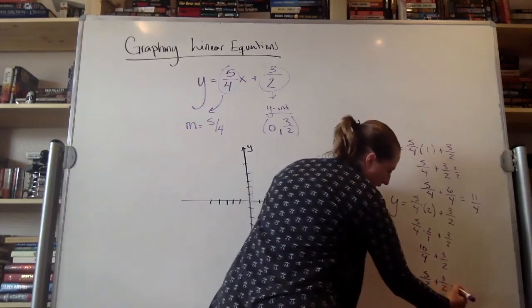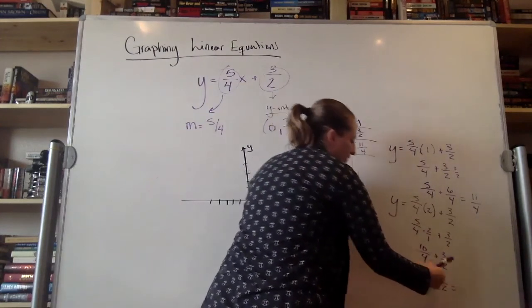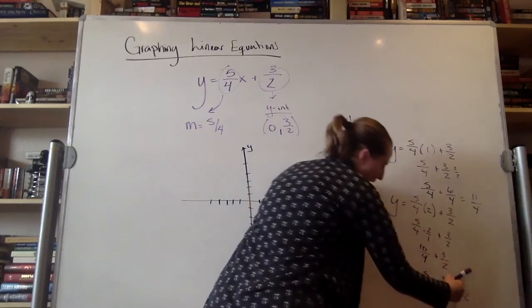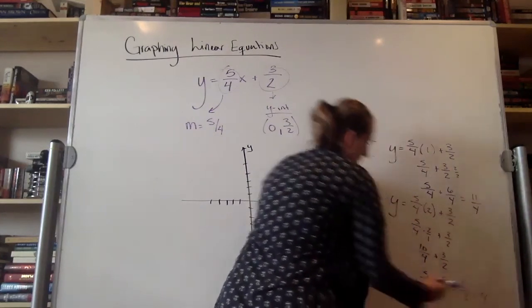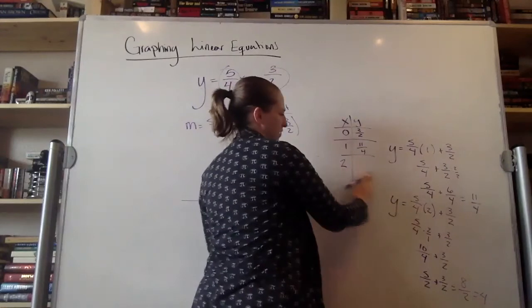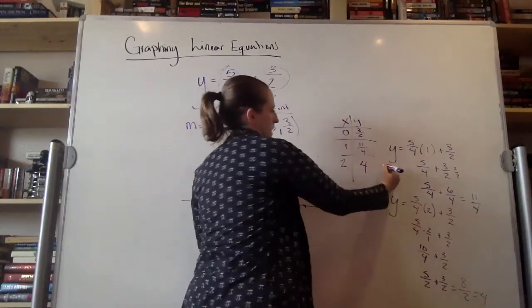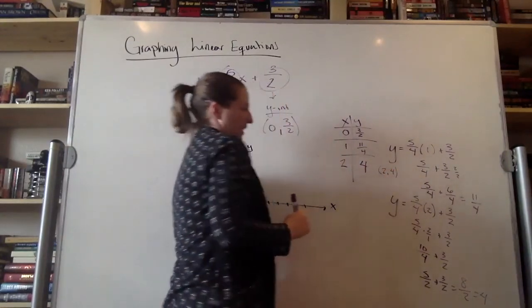Now I have a common denominator. I can add numerators. 5 plus 3 is 8. 8 divided by 2 is 4. So I have the point on my graph, not 2, 2, but 2, 4. This point here. Now that's a nice point. I feel like I can work with that point.